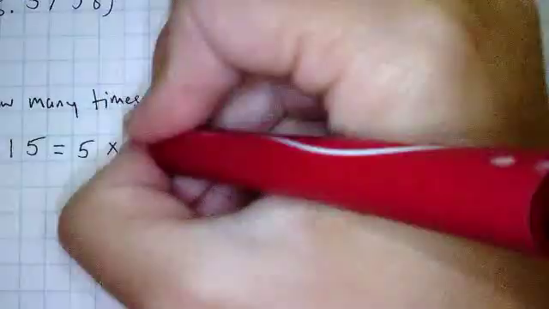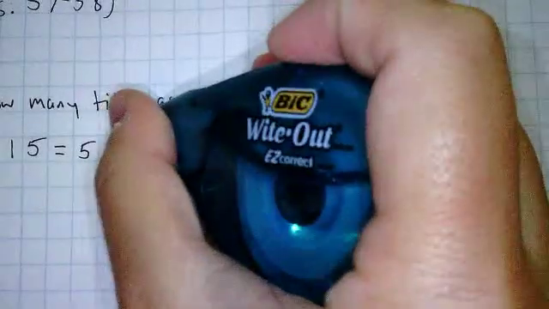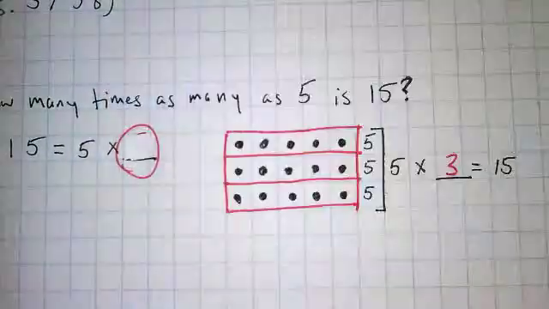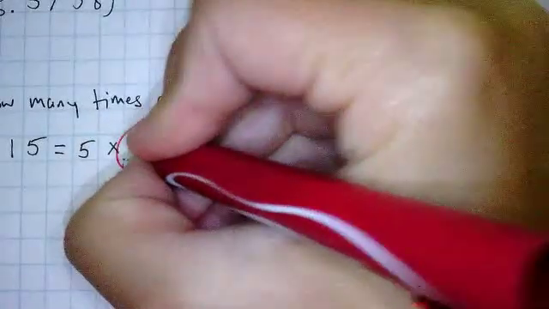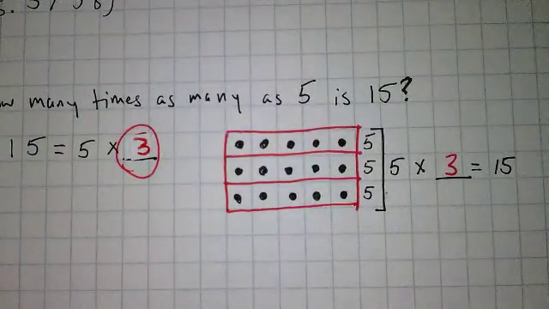So 5 times 3. So my answer would be, oh, my bad. I just wrote a 5. Sorry. White out. I was saying 5 times 3, so I wrote a 5, but I should have been writing a 3. There we go. We fixed it. 5 times 3. Thank you for your patience. Okay?